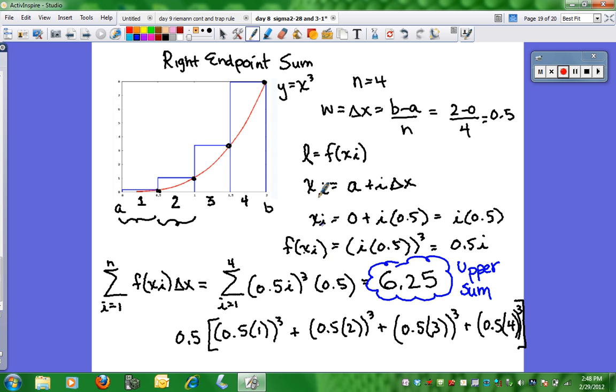So this video was about right endpoint sums. This was for this particular function, y equals x cubed, for 4 subintervals. Every problem may look a little different in class when you have to do this on your own. You're going to have a different function, so keep that in mind.